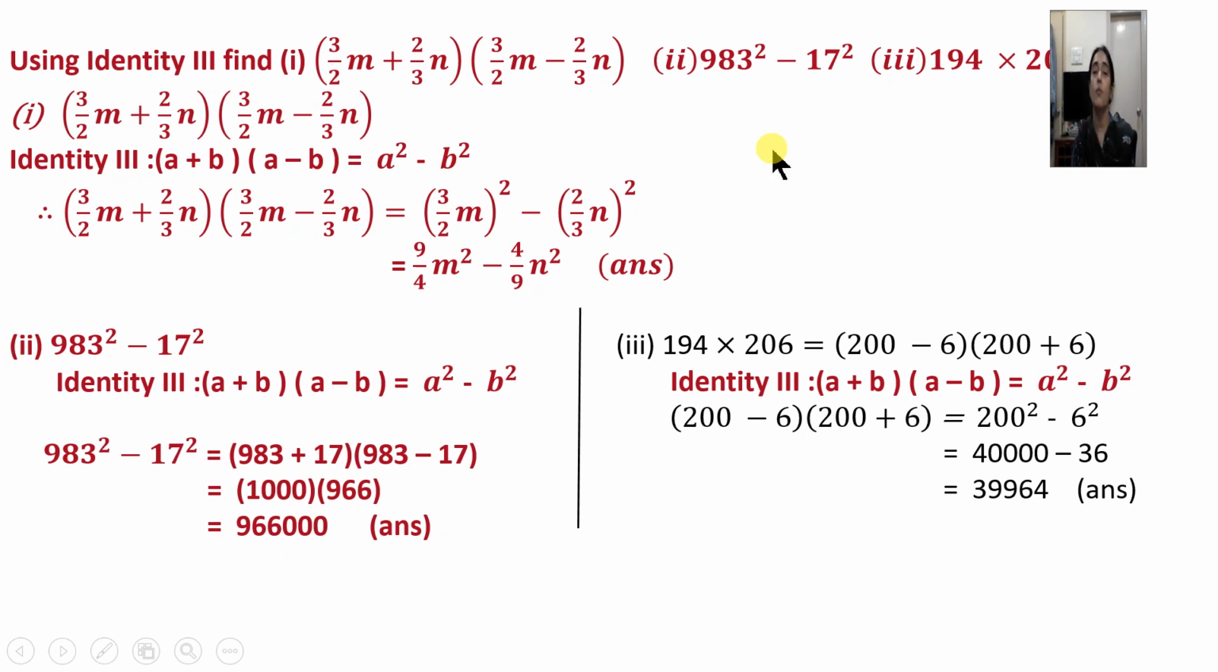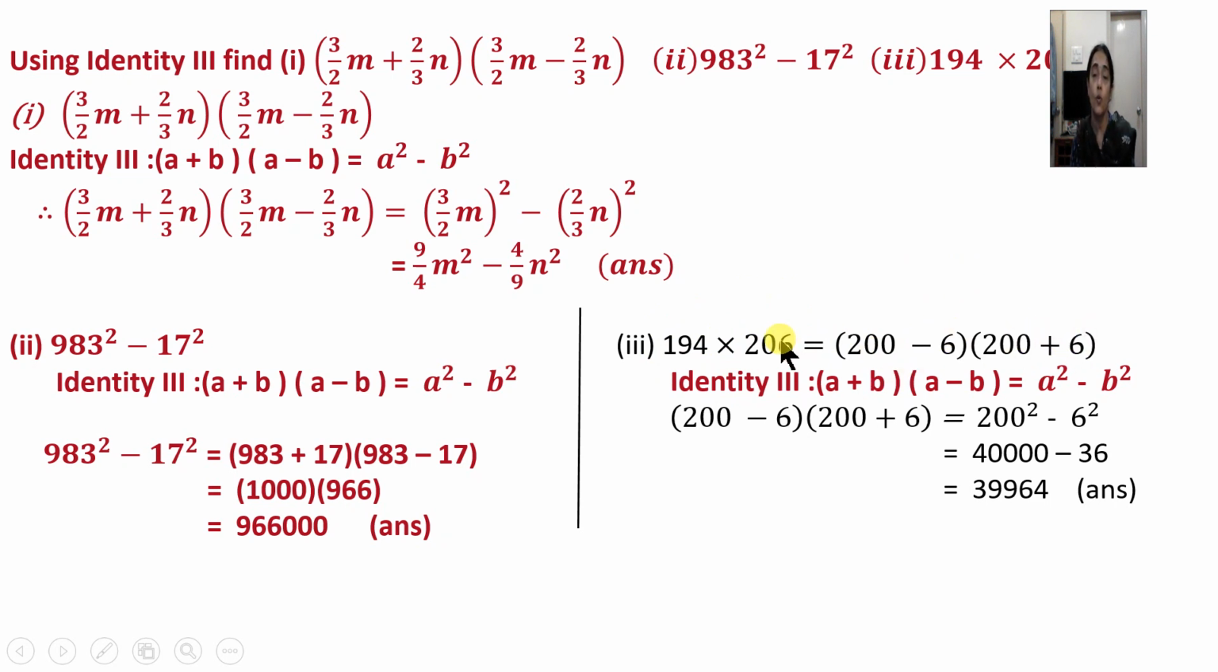Okay, let's move to the third one. 194 into 206. First, I will express this in the form of a plus b and a minus b. I will take the first number, which is the bigger number. Bigger number here is 206. I will write it as a multiple of 10, so that is 200 plus 6. And 194 will be 200 minus 6. So I will write 200 minus 6 and 200 plus 6.